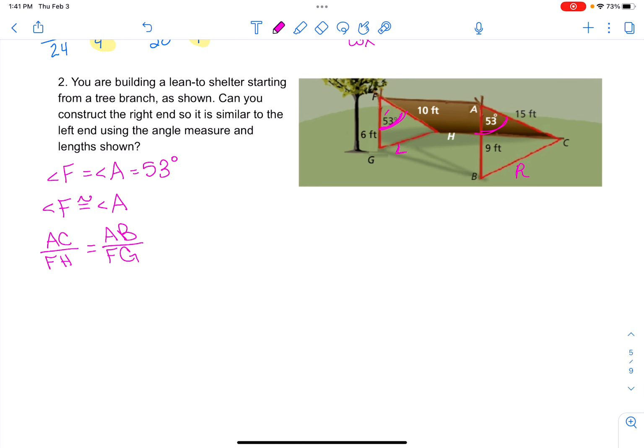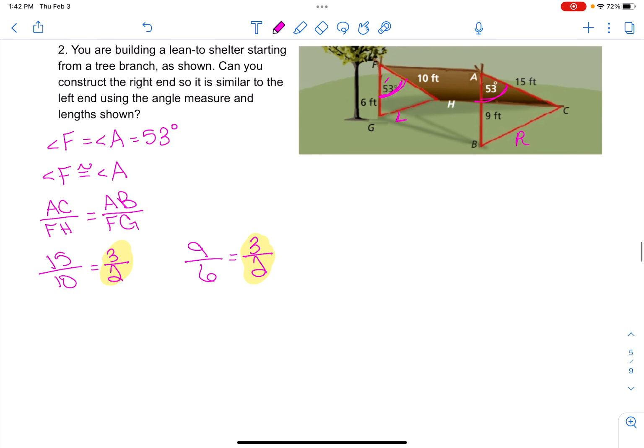So AC was 15 and FH was 10. 5 goes into 15 3 times and 10 twice. And then AB was 9 and FG was 6. 3 goes into 9 3 times and 3 goes into 6 twice. So again, notice that those side lengths are in fact proportional.